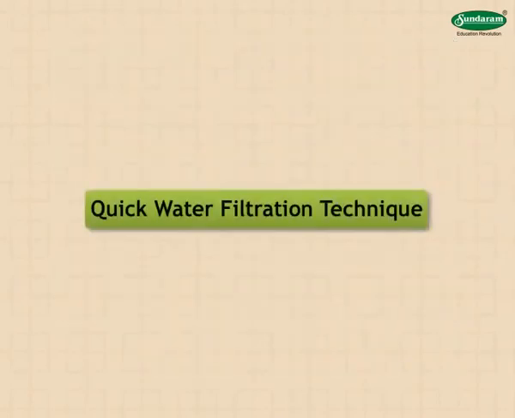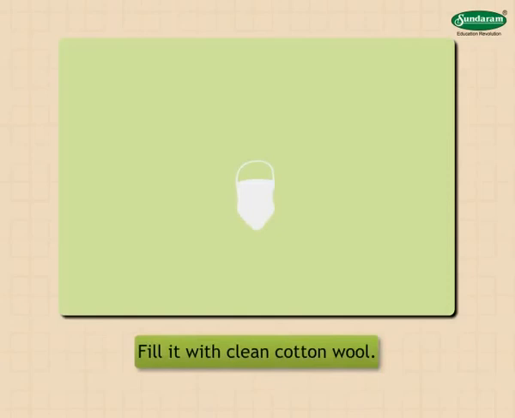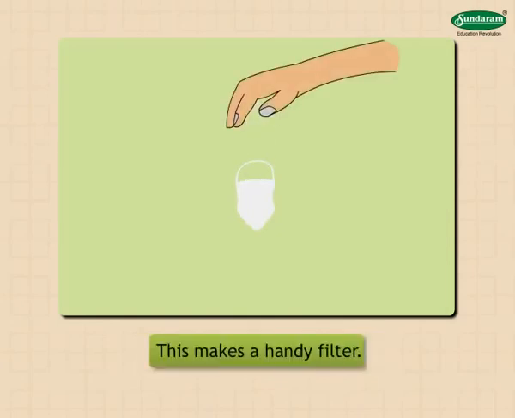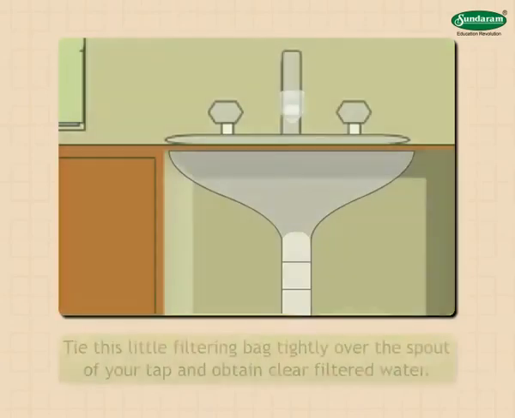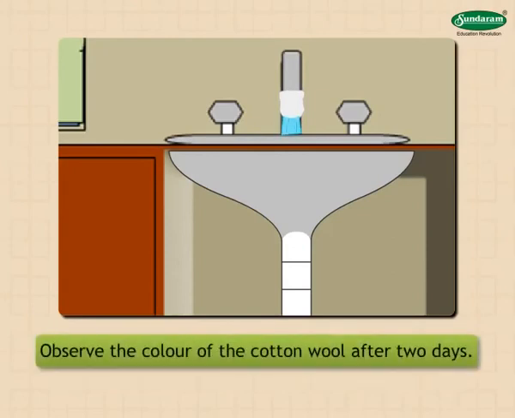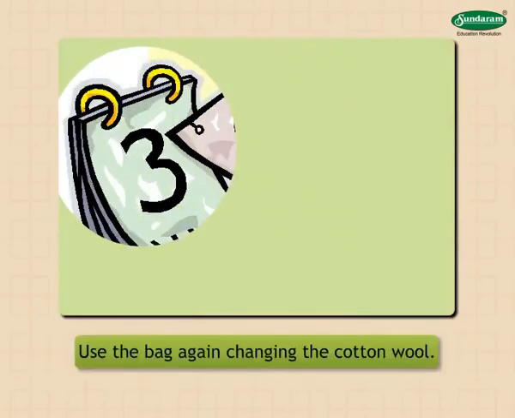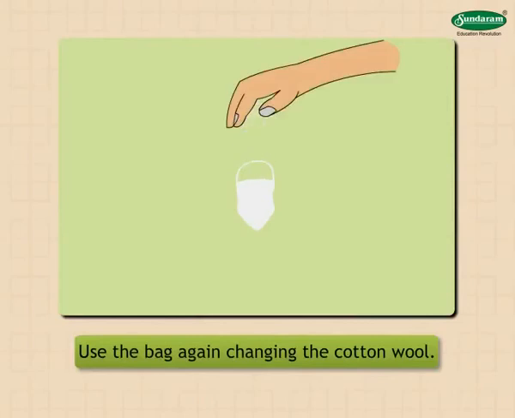Quick water filtration technique. Try this. Make a small bag from a piece of thin, clean white cotton cloth. Fill it with clean cotton wool. This makes a handy filter. Tie this little filtering bag tightly over the spout of your tap and obtain clear filtered water. Observe the color of the cotton wool after 2 days. Use the bag again, changing the cotton wool.